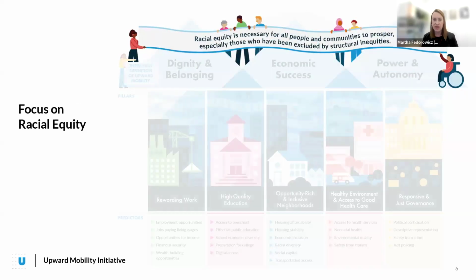Research shows that people of color are disproportionately impacted by structural barriers to upward mobility in the United States. And so our framework emphasizes that a focus on racial equity in local upward mobility work is necessary to ensure that all people and communities can prosper. For that reason, racial equity acts as the thread that connects all of the framework's components, from the predictors of mobility and how they're measured to the desired outcome of equitable upward mobility. Local leaders applying the framework must embed racial equity in both their processes and their goals to ensure that they serve those who have been most harmed.